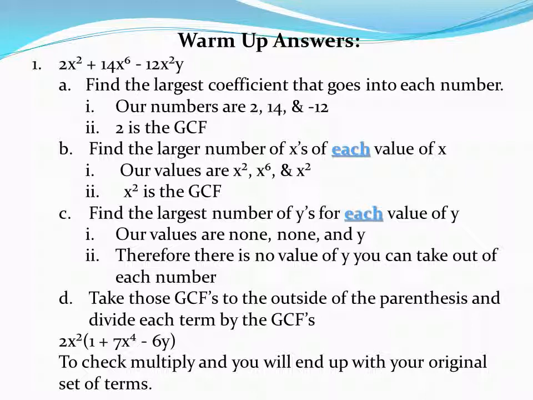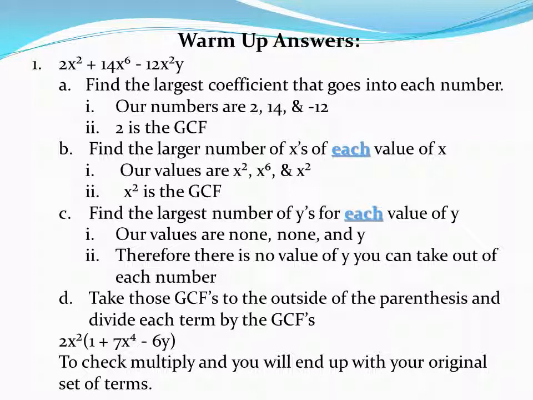So now you take the GCF outside the parentheses and divide each term by it. When you divide each, you will see 2x squared divided by 2x squared is 1. Then 14x to the 6 divided by 2x squared is 7x to the 4th. Bring down the negative, and 12x squared y divided by 2x squared is 6y.